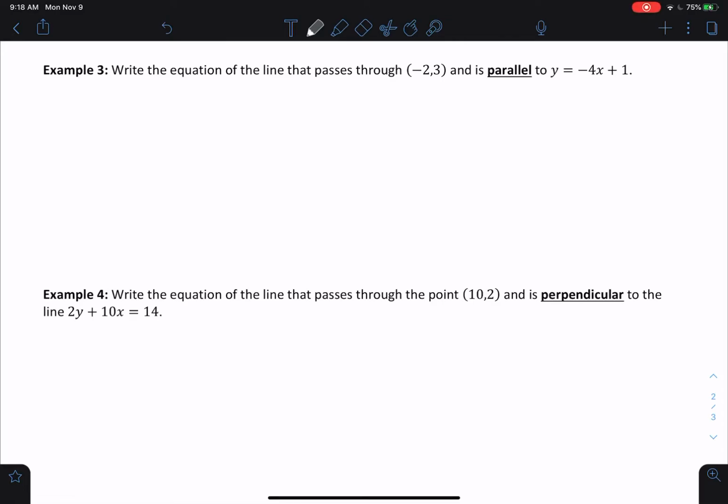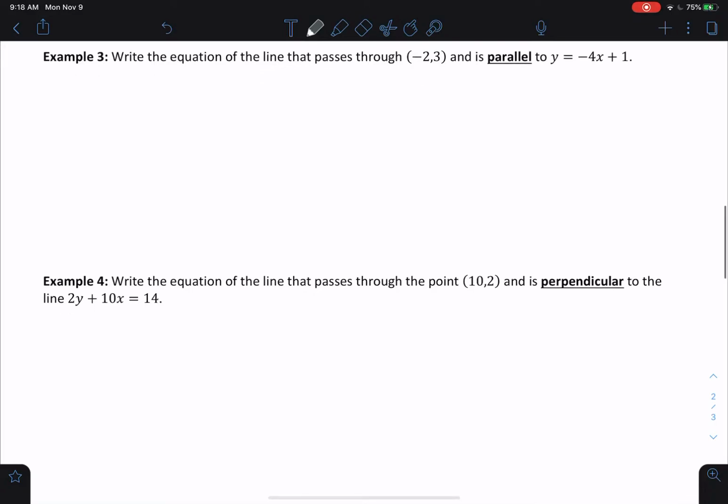So let's talk about how to write equations of parallel and perpendicular lines. The type of question you're going to see is like in example 3. Write the equation of a line that passes through the point (-2, 3) and is parallel to y equals -4x plus 1. So this right here is your given line.